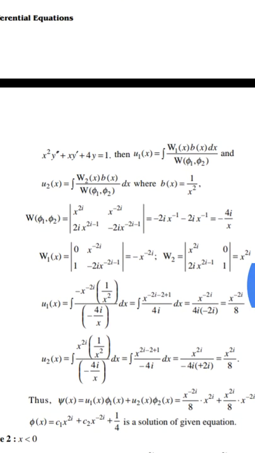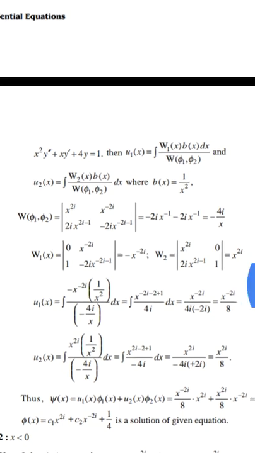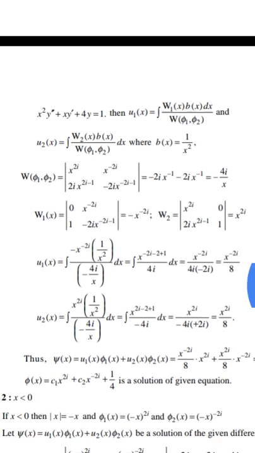w2 is equal to the determinant of x to 2i, 0, 2i x to 2i minus 1, 1, which is equal to x to 2i. u1 of x equals the integral of minus x to minus 2i, 1 by x squared, divided by minus 4i divided by x dx, equal to the integral of x to minus 2i minus 2 plus 1 divided by 4i dx, equal to x to minus 2i divided by 4i into minus 2i, which is x to minus 2i divided by 8.